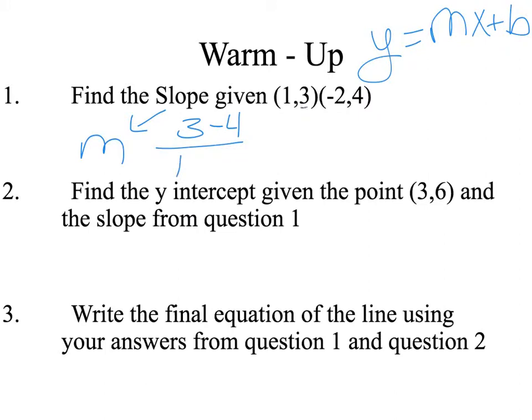Because I put the 3 first on the top, the 1 has to go first on the bottom. So 1 minus negative 2. Go plus the opposite. And end up with negative 1 over 3 as my slope. And you do want to leave it as a fraction.